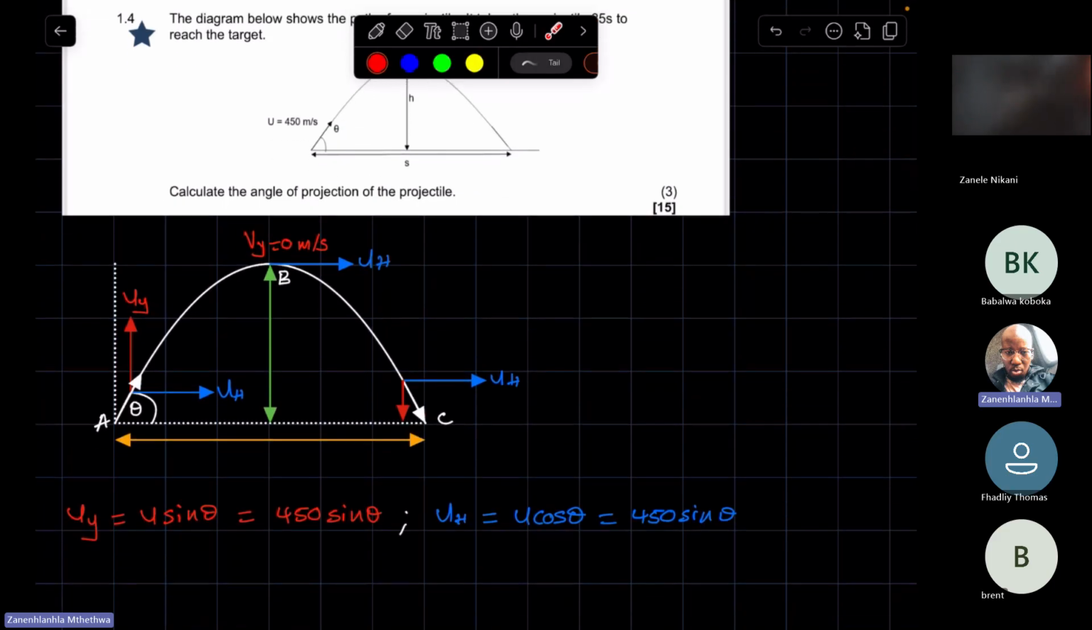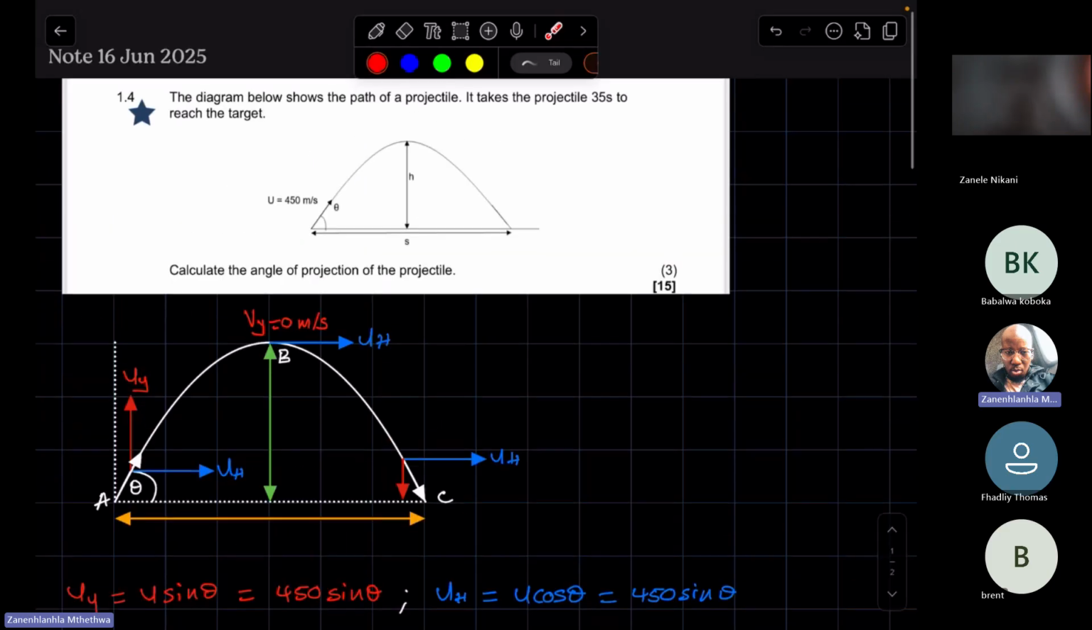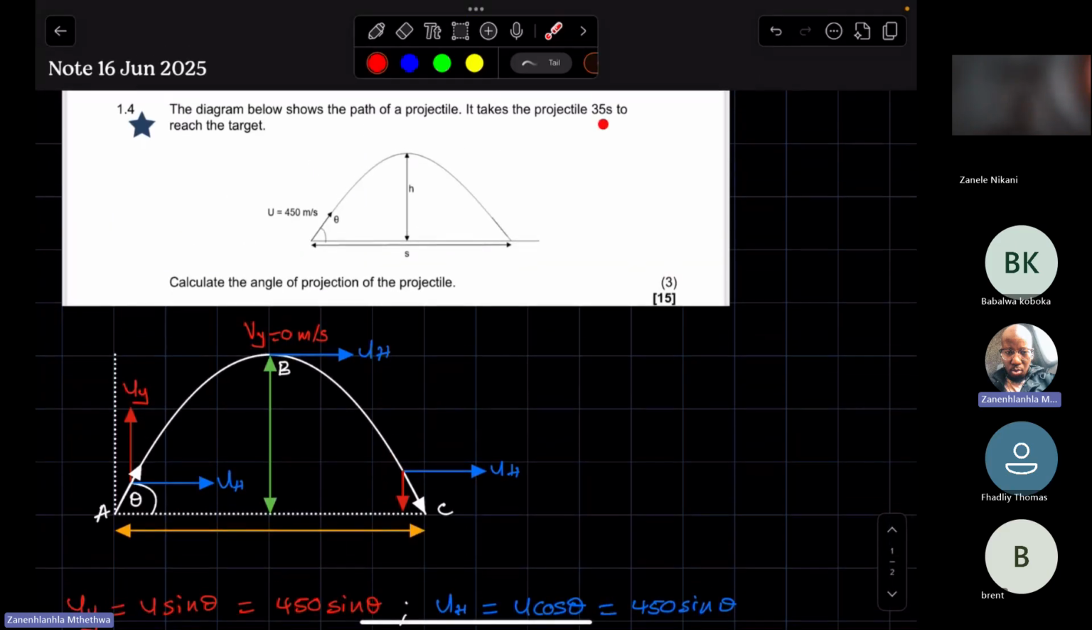Now, as far as what else we've been given, we are told the initial velocity. The initial velocity gives us this as well as this, right? And then we are also told that it takes the projectile 35 seconds to reach the target. So essentially to move from here, from A to C, is 35 seconds. Now, what does that tell us?